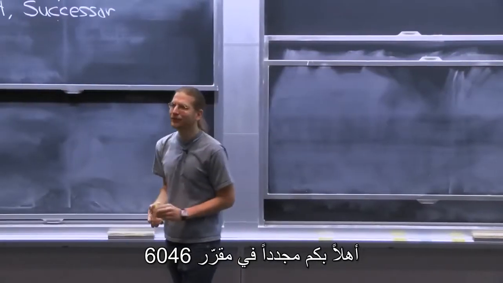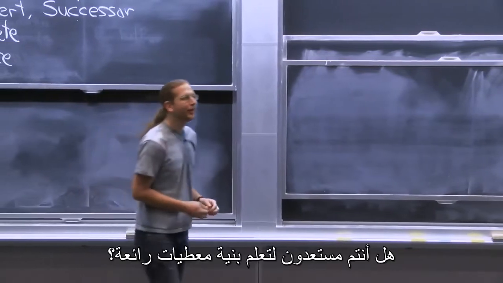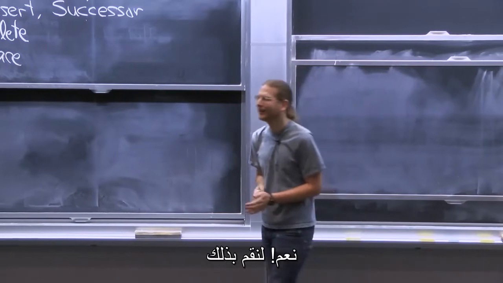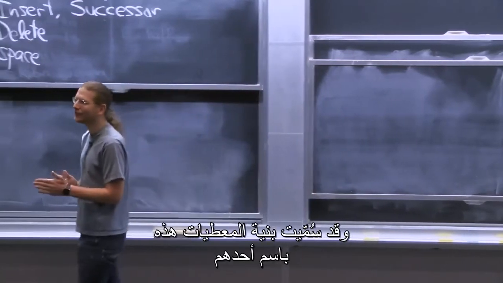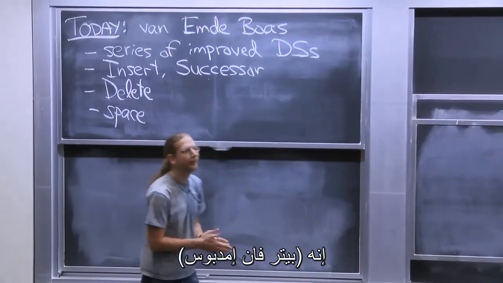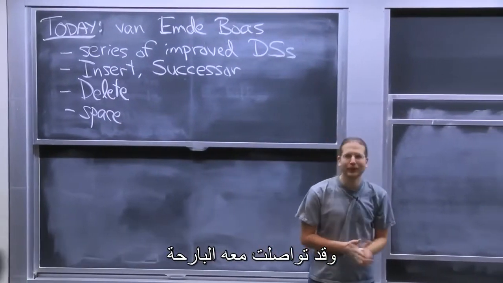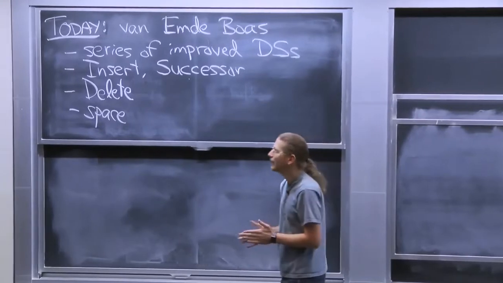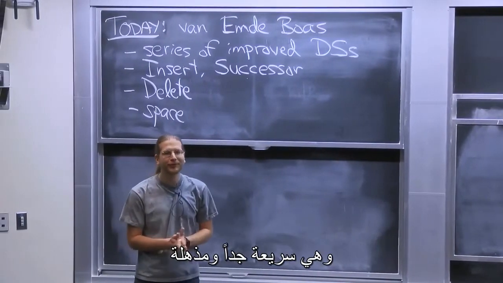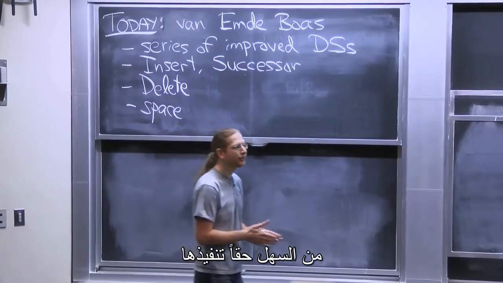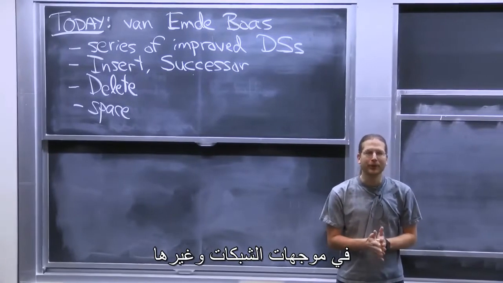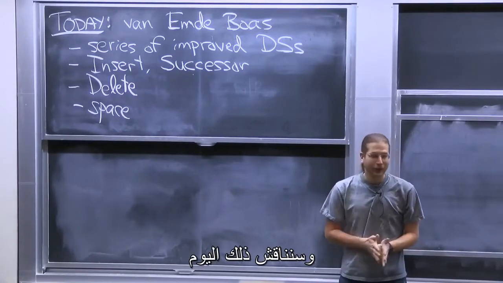All right, welcome back to 6.046. Are you guys ready to learn an awesome data structure? Yeah, let's do it. This is a data structure named after a human being, Peter van Emde Boas. I was just corresponding with him yesterday. And in the 70s, he invented this really cool data structure. It's super fast, it's amazing. It's actually pretty simple to implement, and it's used a lot in practice in network routers, among other things. And we're going to cover it today.